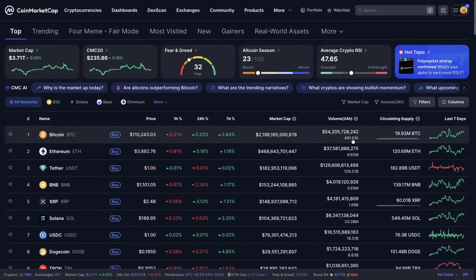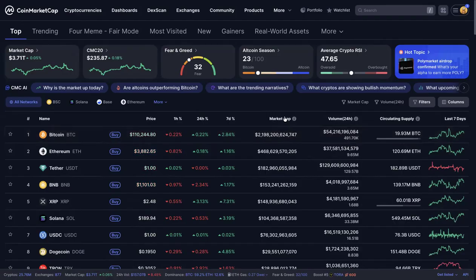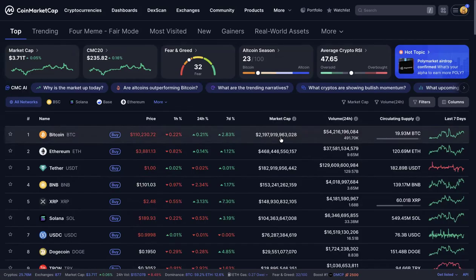491K Bitcoins have exchanged hands. I want you to see this. This is how big some of these projects are. Because when you look at its market cap, the market cap of Bitcoin is over $2 trillion, guys. $2 trillion. And in a day, only 54 billion has moved.